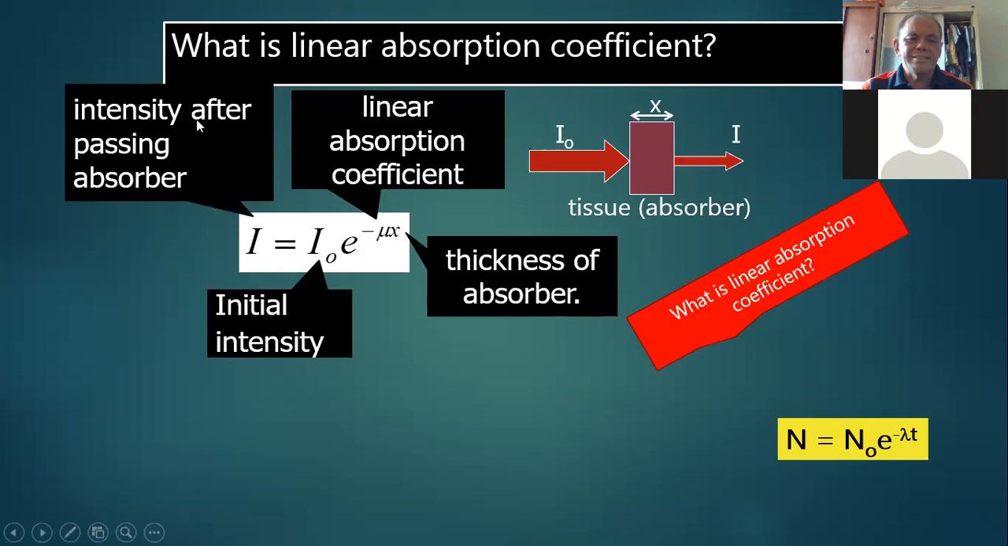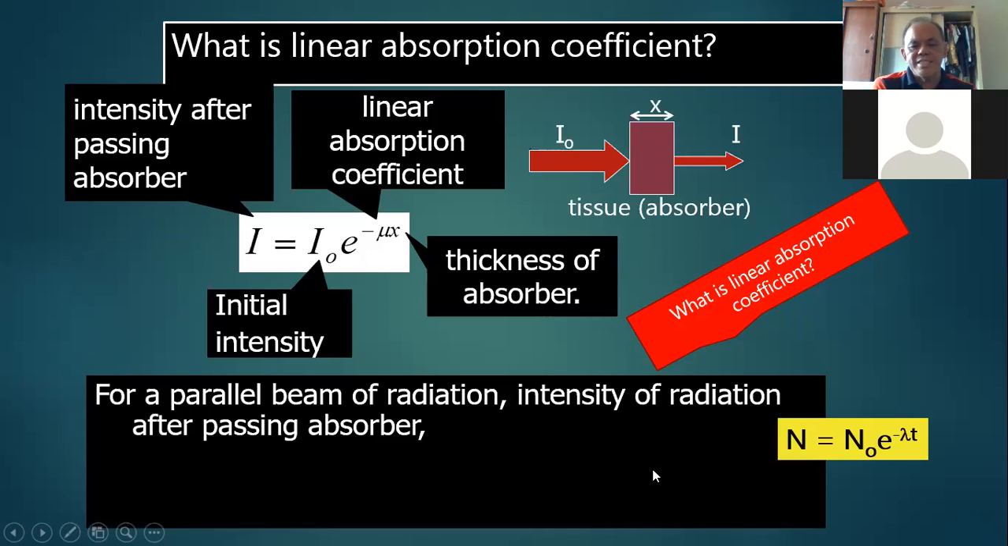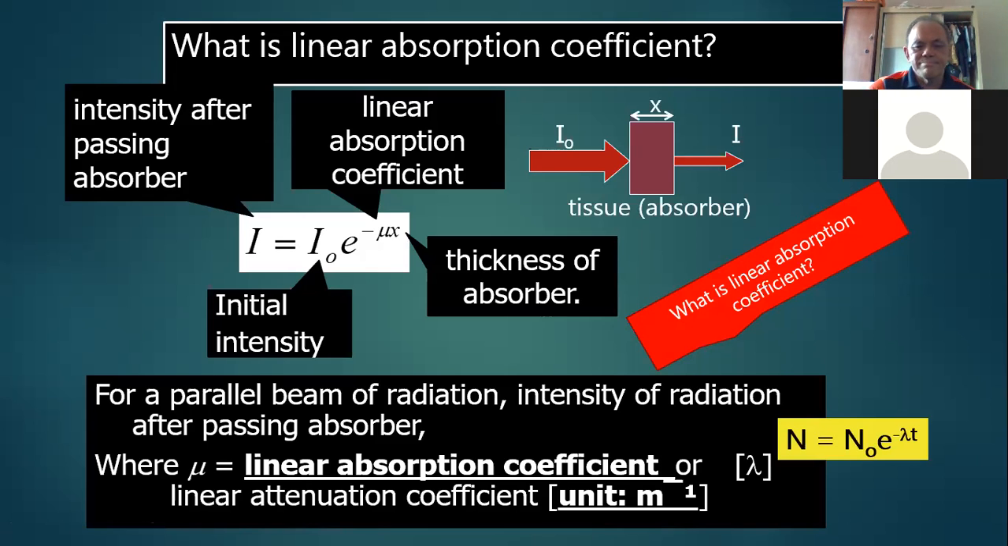And I is the intensity after passing through the absorber. For a parallel beam of radiation, the intensity of radiation after passing through the absorber is given by this formula.